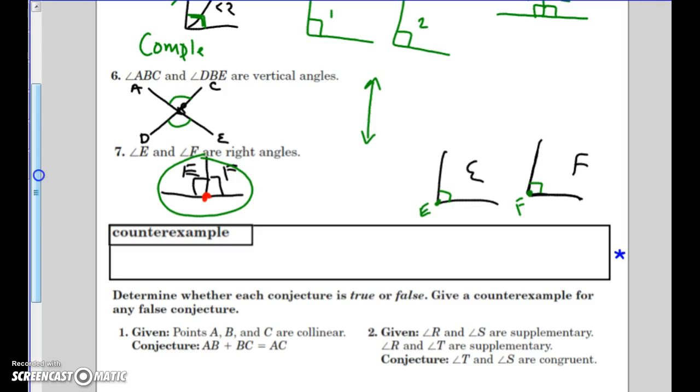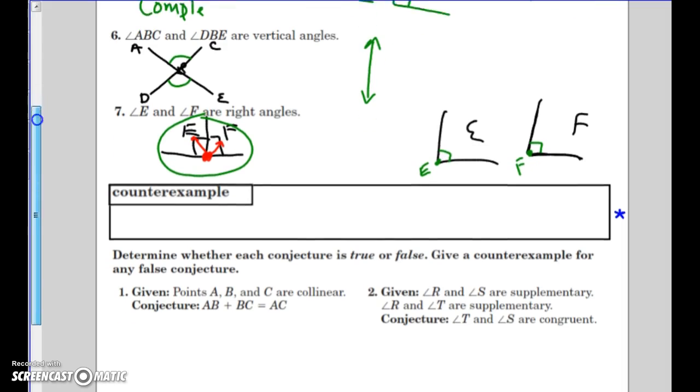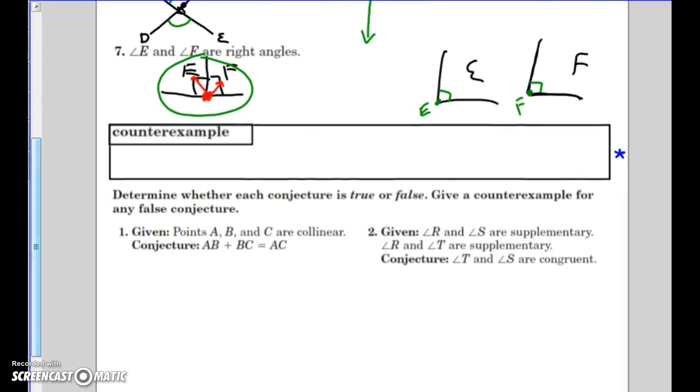Yes, they're both 90 degrees, and I understand what you were trying to think in your head. But the problem is that I can't have one point representing both letters. So I need to separate those out. Are we okay? Good. A counterexample. Pablo, Tom. A counterexample proves a statement false.